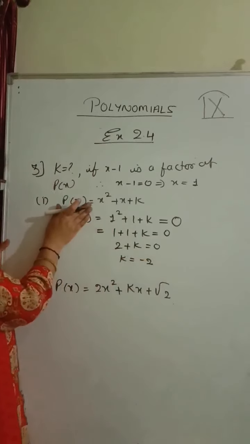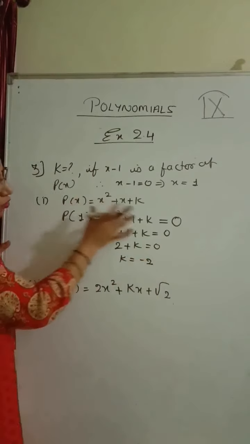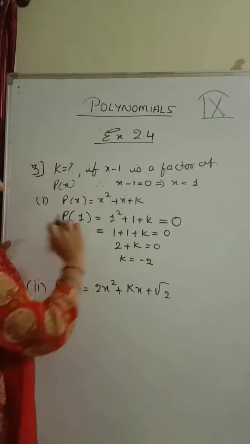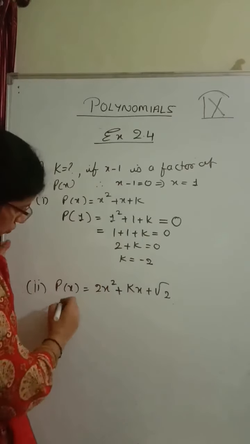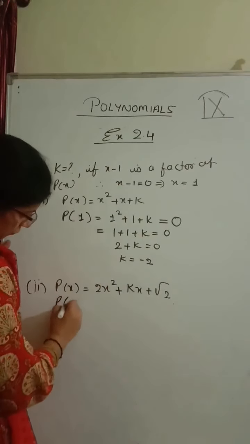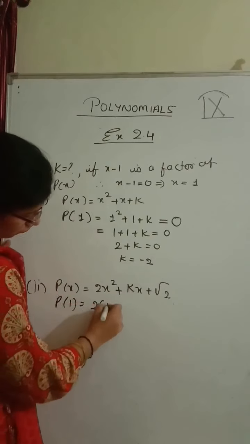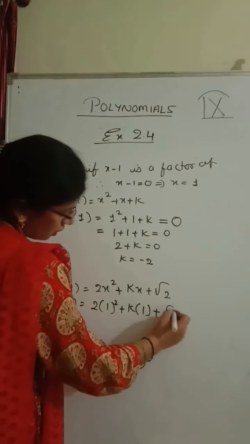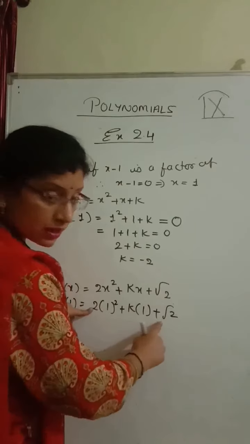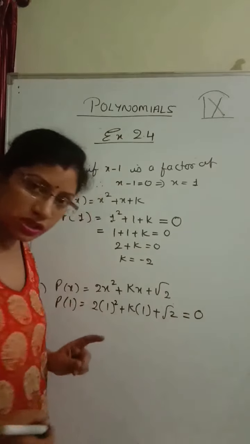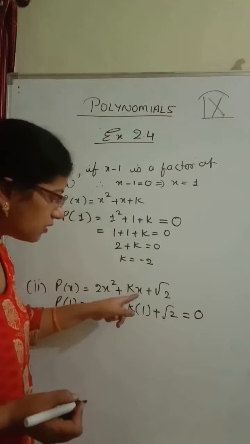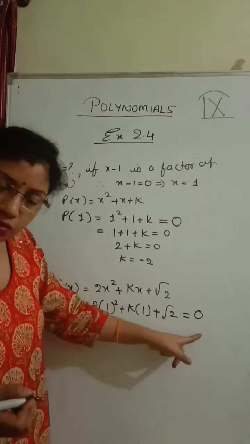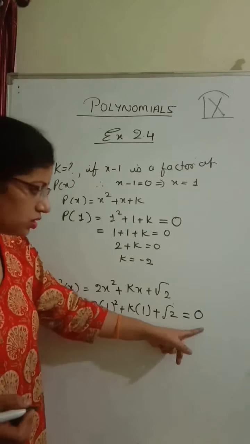This is polynomial, so we don't have to take this. We have to take this. Same with this. x is equals to 1, we will substitute in this. So p of 1 is equals to 2 of 1 square plus k into 1 plus root 2. कितनी वैल्यू आनी चाहिए, अगर फैक्टर की वैल्यू इसमें रख दी तो इसकी रिमाइंडर 0 आना चाहिए. ओके, क्योंकि जब भी हम इसकी वैल्यू रखते हैं तो वो जो भी इसकी वैल्यू आती है वो रिमाइंडर होता है, तो 0 आनी चाहिए.